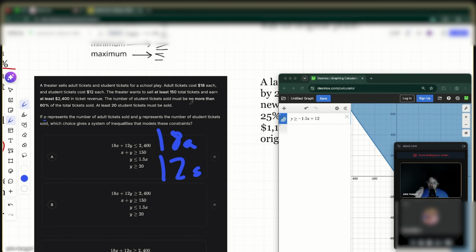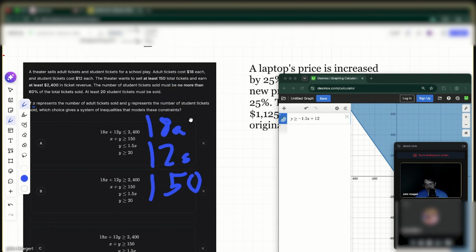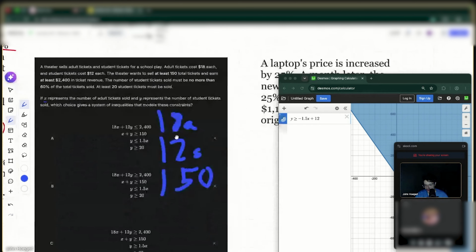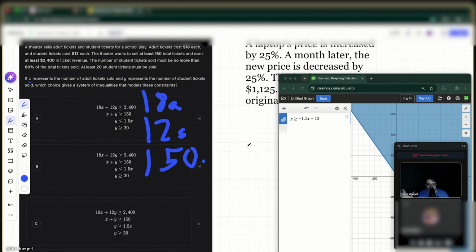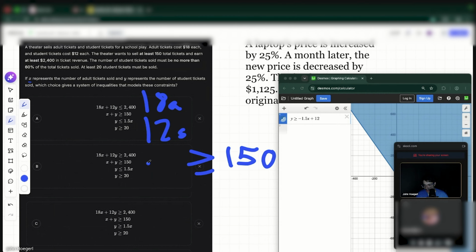They want at least 150 total tickets. So 150, and they say at least. If we go back to our example, at least must be greater than or equal to. It's kind of weird because I put it on the opposite side. So basically what we're saying here is that the total amount must be greater than or equal to 150. So I guess it would be A plus S.